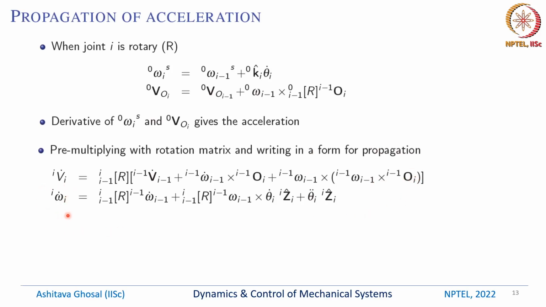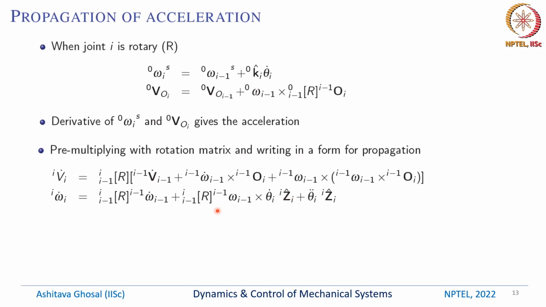The angular acceleration, when we take the derivative of this, is nothing but the angular acceleration of the previous rigid body and then what is happening at the joint, which is theta double dot i along the z axis. But more interestingly, we also have another term. This will appear if you do it properly. It is a term which is omega i-1 into theta dot along the z axis. This is normally not seen when you are considering a single rigid body.